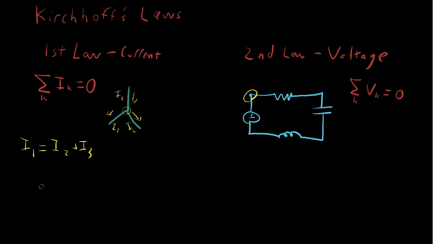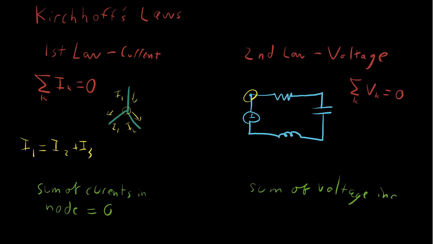So the first law says the sum of currents in a node equals zero. And then the voltage law says the sum of voltages in a loop must be zero. Those are Kirchhoff's first and second laws of electronic circuits.